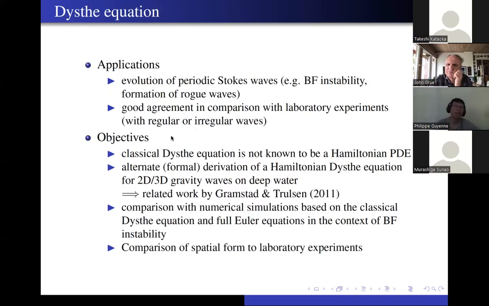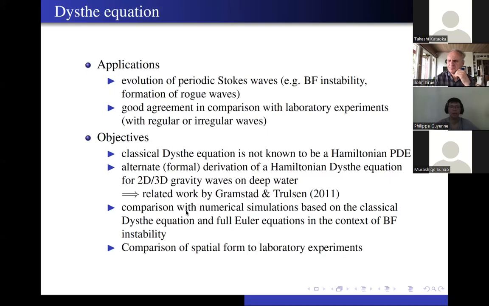So when I say fix that, I'm not saying there's anything wrong with the classical Dysthe equation as derived by Dysthe originally, but the Hamiltonian property may be something important that you would like to preserve in your approximation.